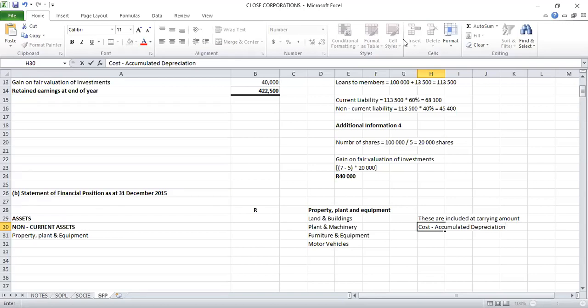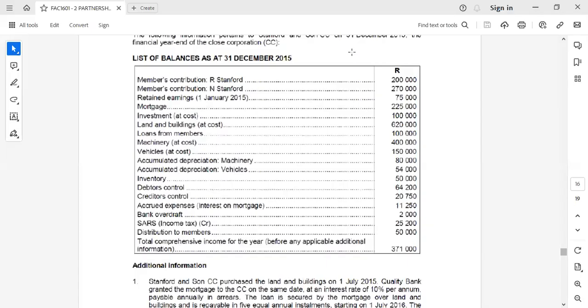Right, so we're going to include these ones here. Let's remember our land was revalued, so we would include it at the new amount. So we'd include this land, the 800,000 in additional information two. We'd include machinery, we'd include vehicles, then we subtract the accumulated depreciation. So always remember to subtract your accumulated depreciation. So we add up the assets at cost, then we have our accumulated depreciation.